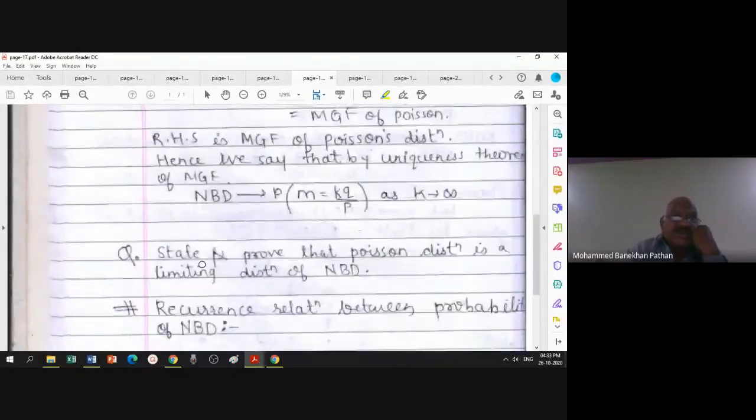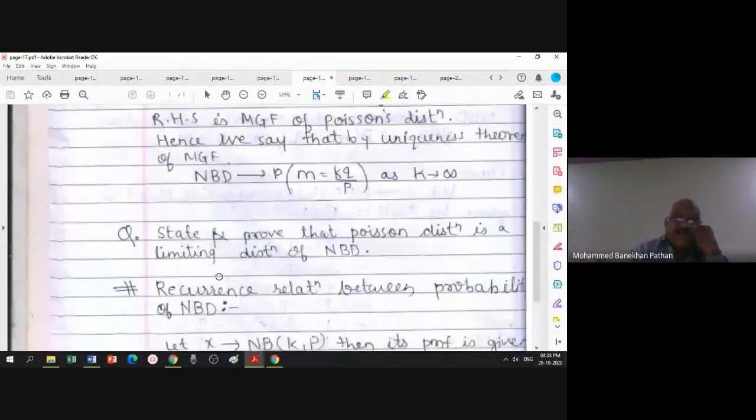Now the question on this topic. It is my usual habit to put a theoretical question at the end of every topic, and that you have to prepare nicely. So the question on this topic is: state and prove that Poisson distribution is a limiting distribution of NBD. At this stage, I will stop. The remaining topic we'll try to see in tomorrow's lecture.